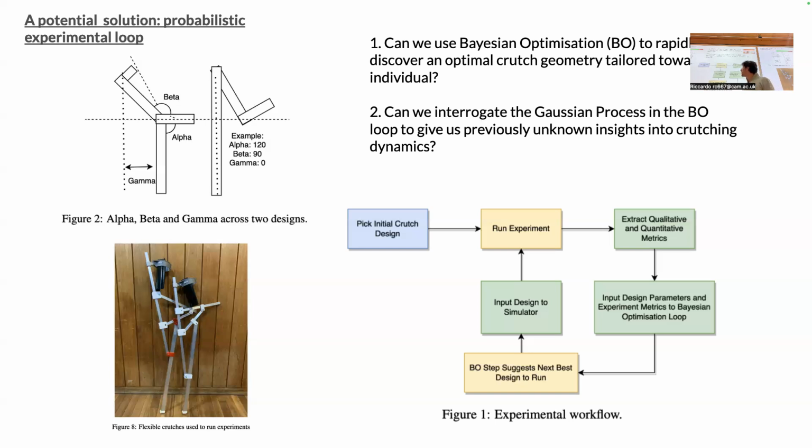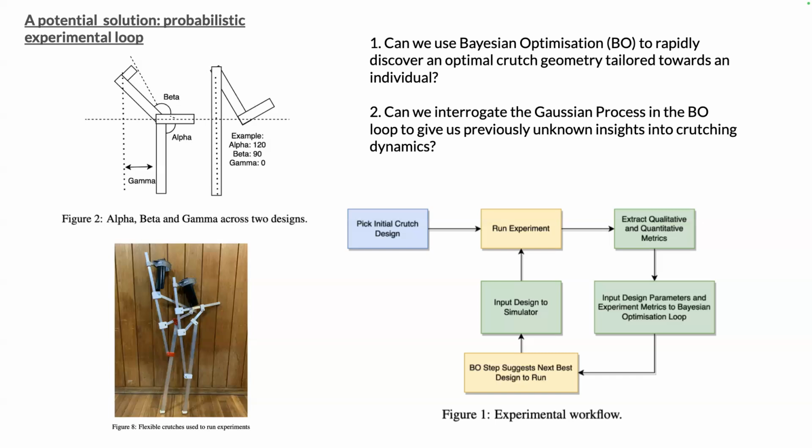Through this experimental loop, we can ask 2 questions. The first question is, can we indeed use Bayesian optimization to rapidly discover an optimal crutch design for an individual? We don't want to do 10 experiments for one person or go across the full parameter space, but it's also unlikely that we're able to do a zero-shot prediction, given that it's very hard to simulate this kind of noisy system in the first place. So can we use Bayesian optimization to rapidly discover a better crutch geometry that is tailored?